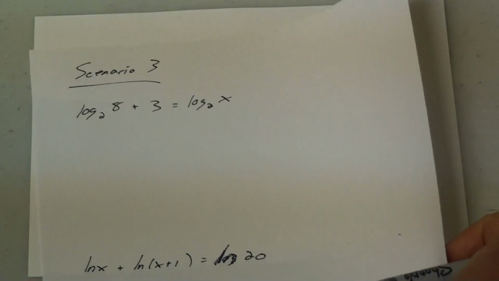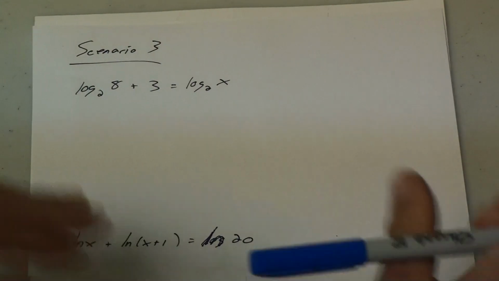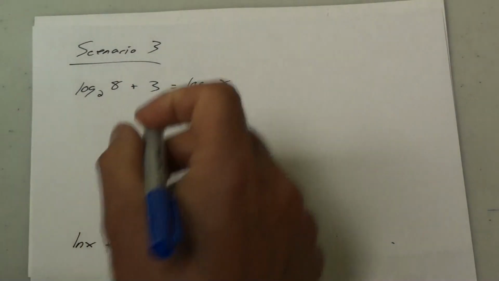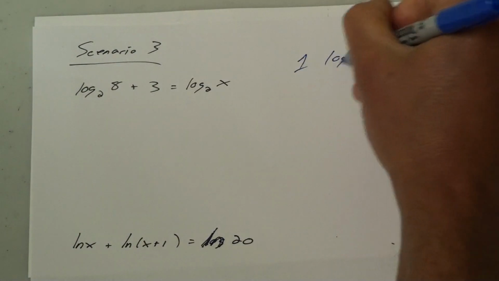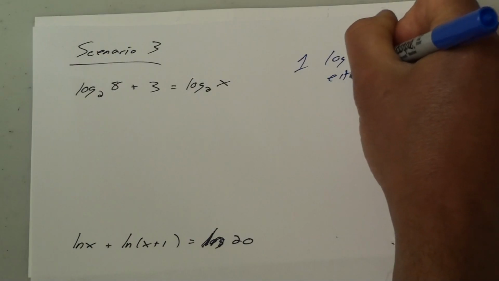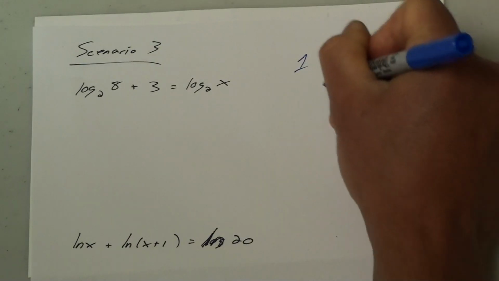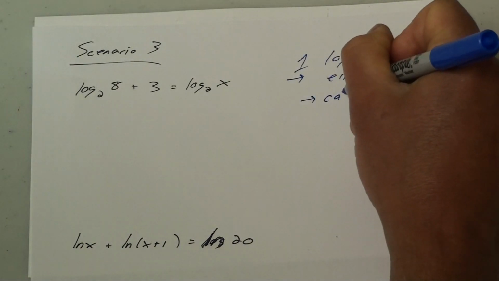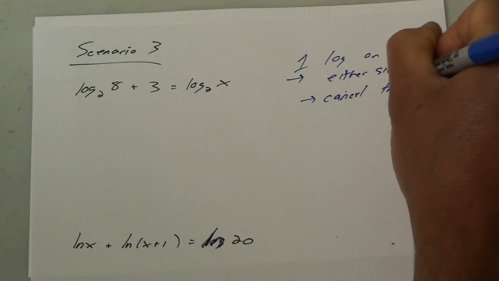Okay. The third example is where you get multiple logarithms. Now what you want to do is get one logarithm on either side. And then you can cancel them out.